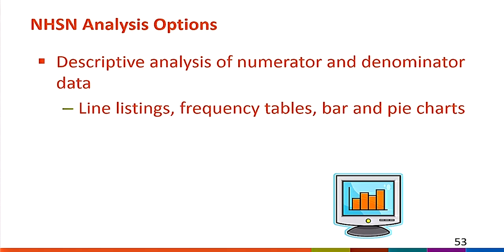A little bit about the analysis options. Initially, the analysis for OPC will be very basic and consist of descriptive analyses of numerator and denominator data. Line listings, frequency tables, and basic charts such as bar and pie charts will be available. More detailed analyses such as standardized infection ratios, the SIR, rates, and run charts will be available as data are collected over time.